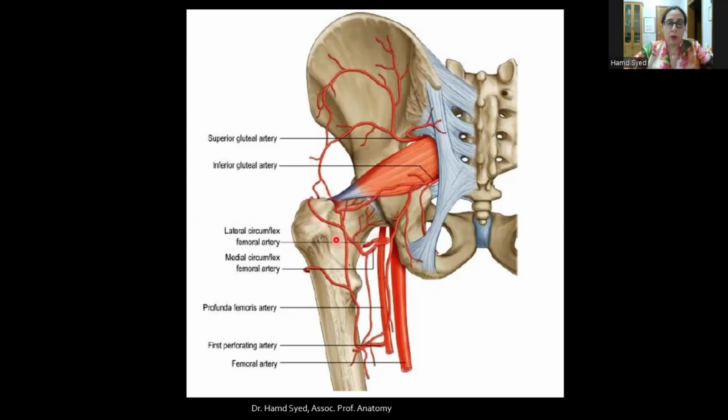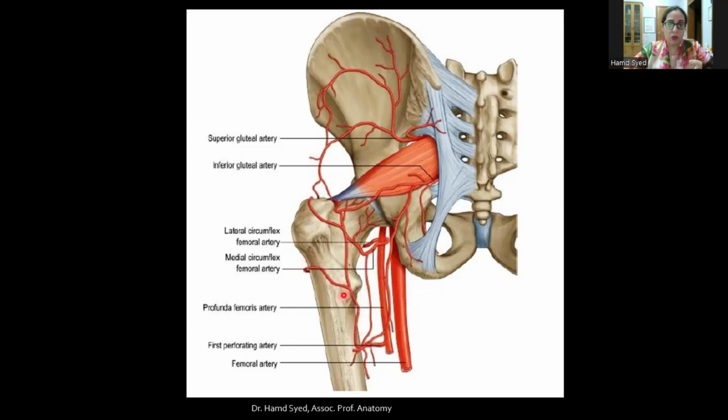These are forming this trochanteric anastomosis, which is an arterial network in the region of the neck of the femur. And you can remember profunda femoris itself is a branch of the femoral artery. Profunda literally means deep. It is the deepest branch of femoral artery. So the other arterial ring or network is the trochanteric anastomosis.